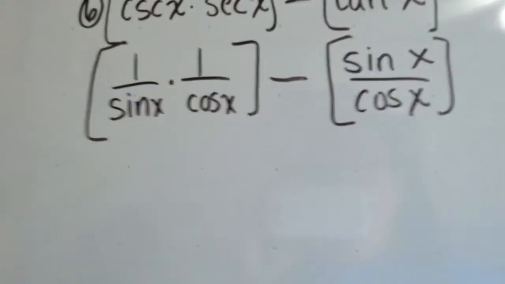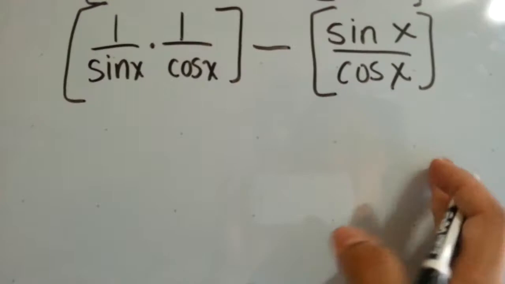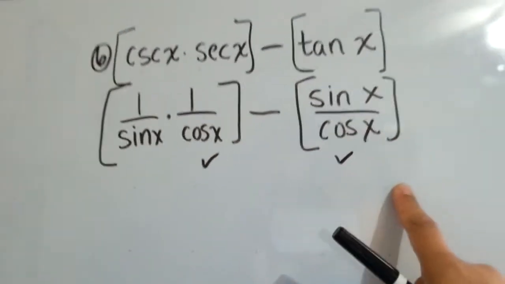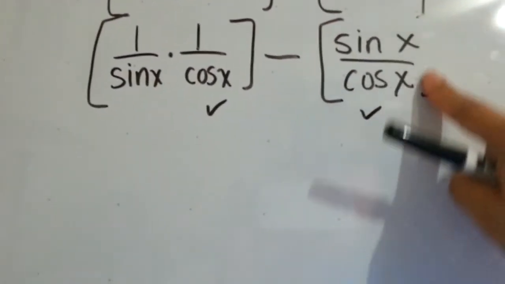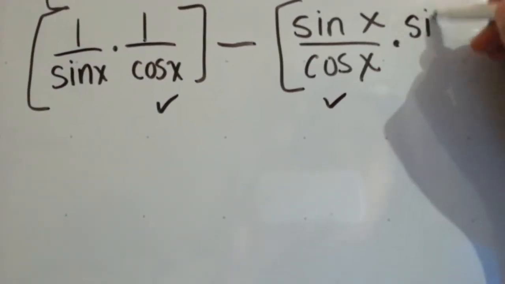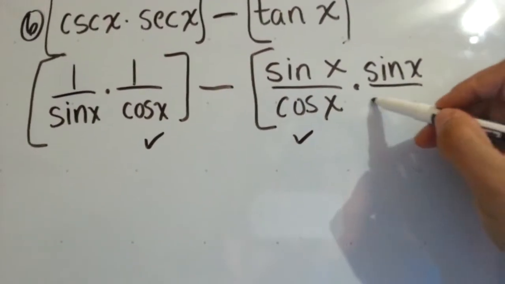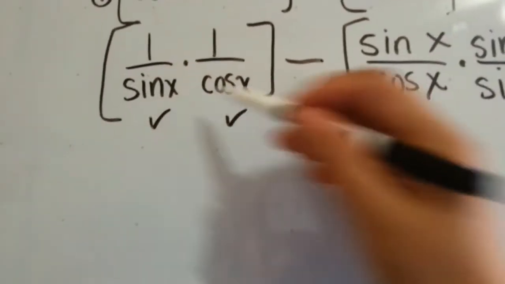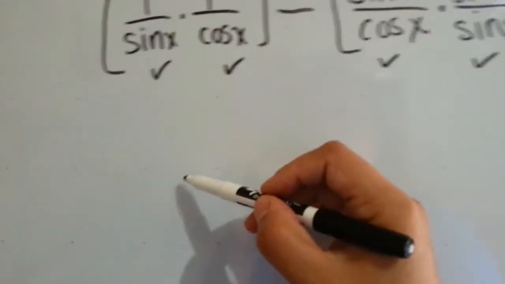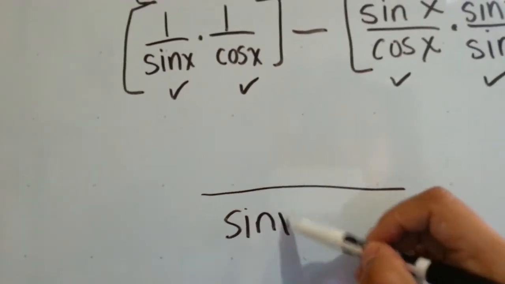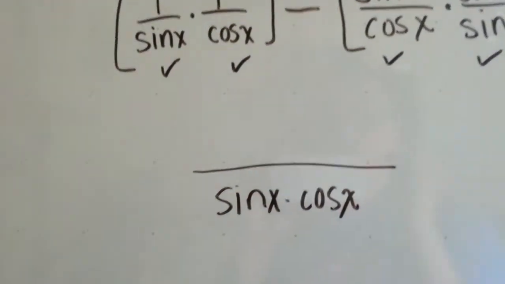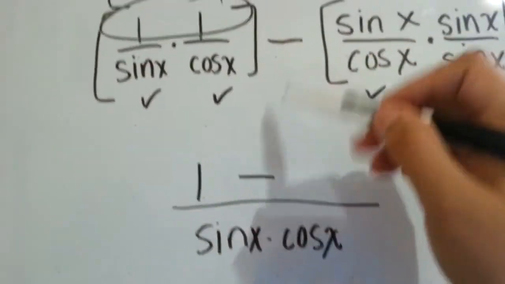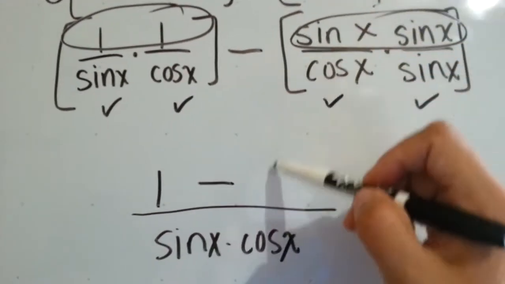Right. And then I notice that I have fractions, so I'm going to have to combine them. I have cosine in common, but this one has sine. This one does not. So I have to give this one sine. And we do that by multiplying top and bottom by sine x. Now they also have sine in common, so now we have a common denominator, sine x cosine x. And my numerator is going to be this one, minus these two, sine squared x.